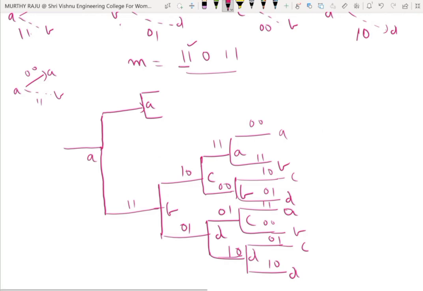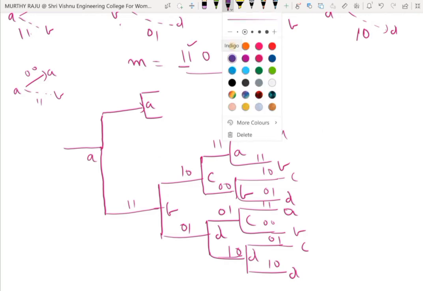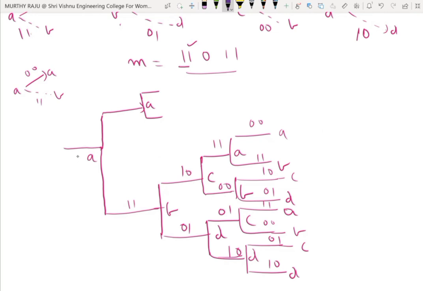First message bit is 1, which means downward direction. Second message bit is also 1, downward direction. Next bit is 0, which means in this direction. Next bit is 1, this direction.